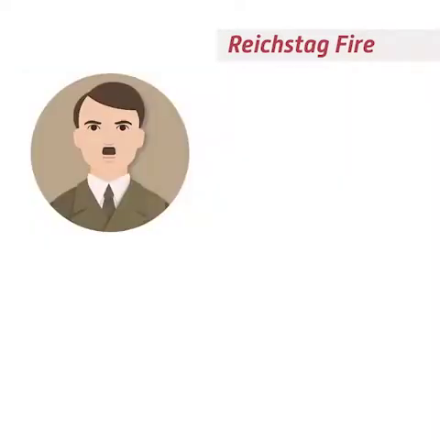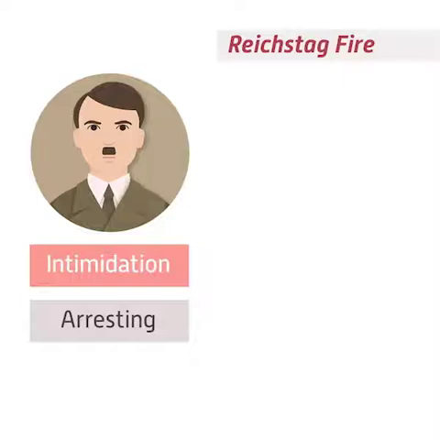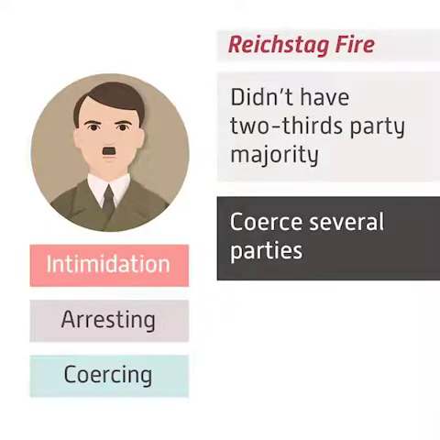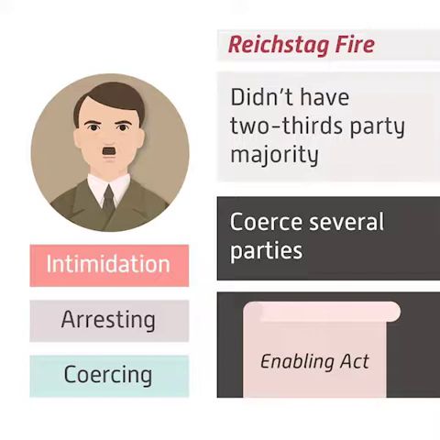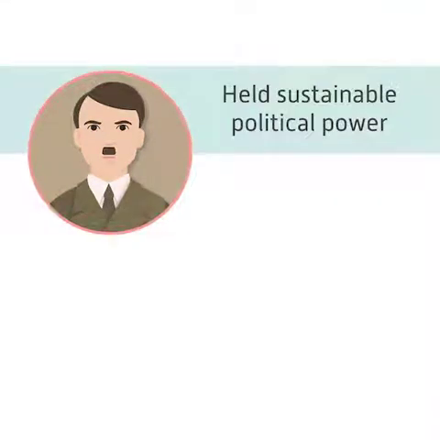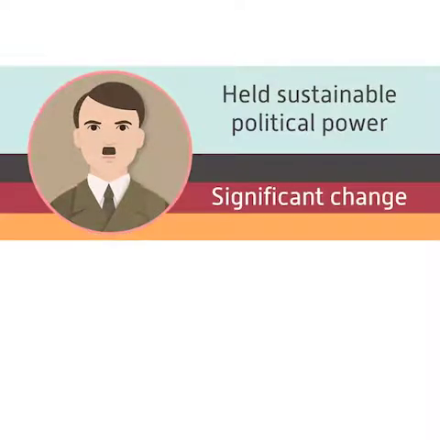Hitler's clever use of intimidation, arresting much of the opposition, and coercing certain parties worked in his favor. Though he did not have a two-thirds party majority in the Reichstag, he was able to coerce several parties into passing the Enabling Act. This gave Hitler the power to make laws without the approval of the Reichstag. Hitler held sustainable political power following the Enabling Act, and Germany entered a period of significant change.